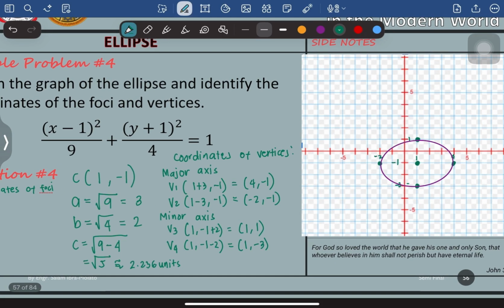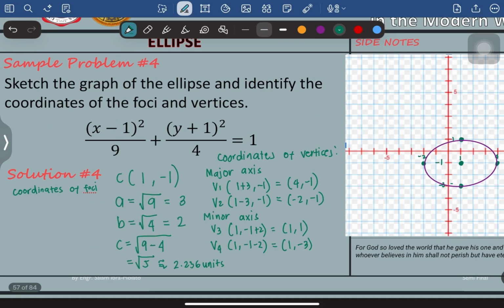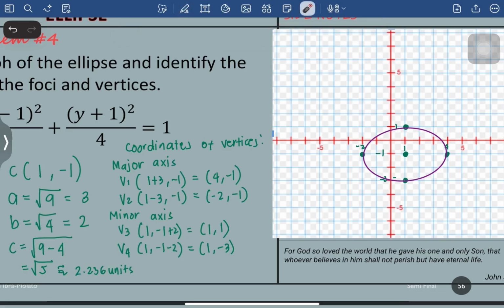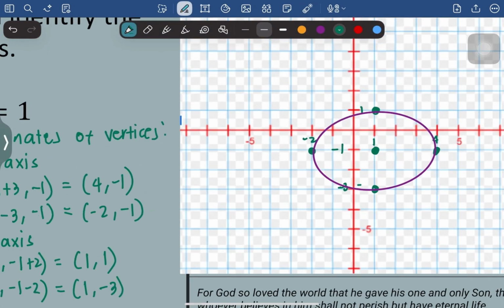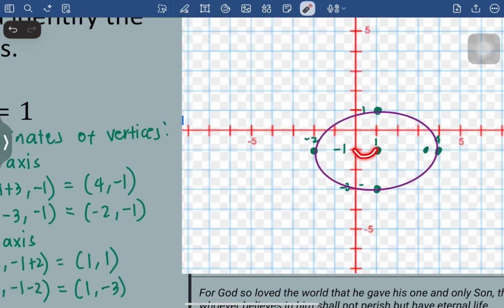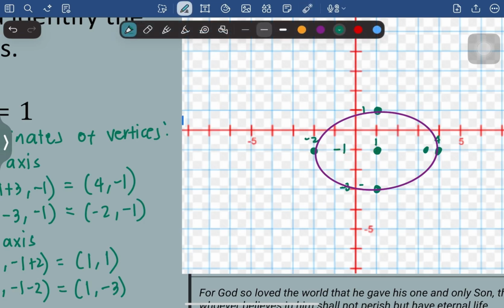So to plot this one, it is located here. Let's count from the center. It is 2.236 units away, so it is located somewhere here. For the other focus, let's count 1, 2. So therefore it is located somewhere here.